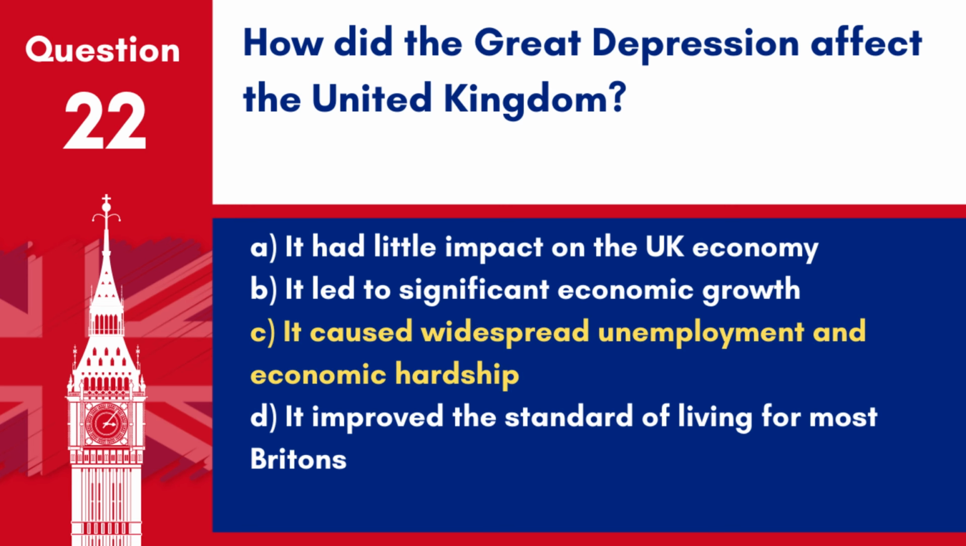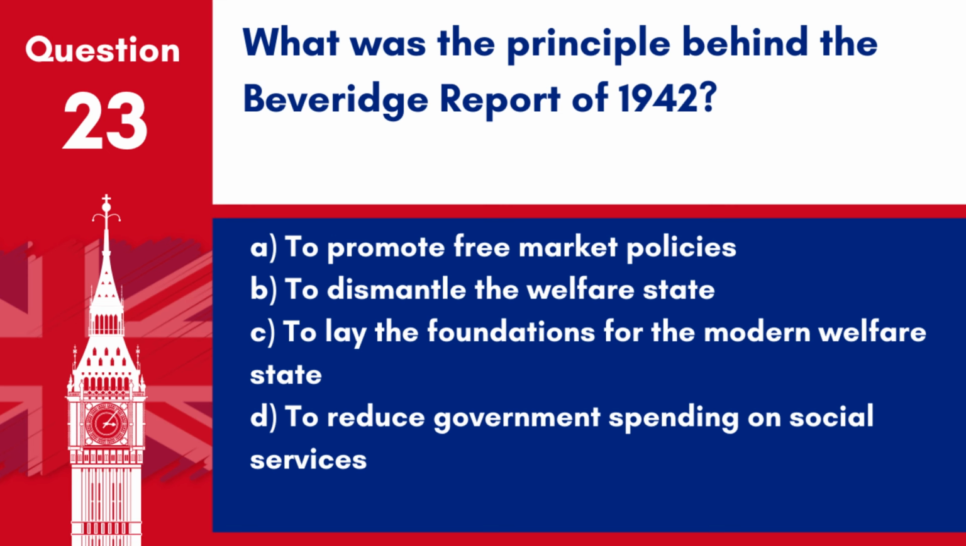Answer C. It caused widespread unemployment and economic hardship. The Great Depression had a profound impact on the United Kingdom, resulting in widespread unemployment, economic hardship, and increased social tensions during the 1930s. Question 23. What was the principle behind the Beveridge Report of 1942?